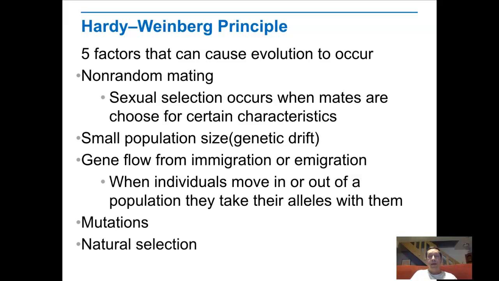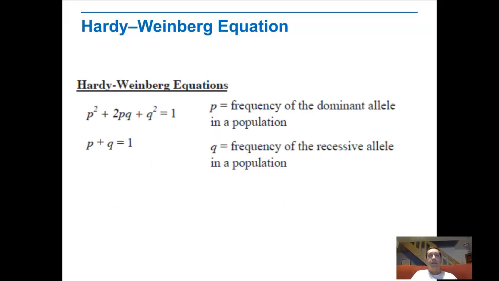Mutations create new alleles, and natural selection can change the frequency of the alleles if there's something that's giving a particular allele an advantage, particular phenotype an advantage. So along with the assumptions, they came up with these equations where P and Q represent the frequency of the dominant and recessive alleles. And we'll talk more about how you use these to predict allele frequencies at a later point in time.